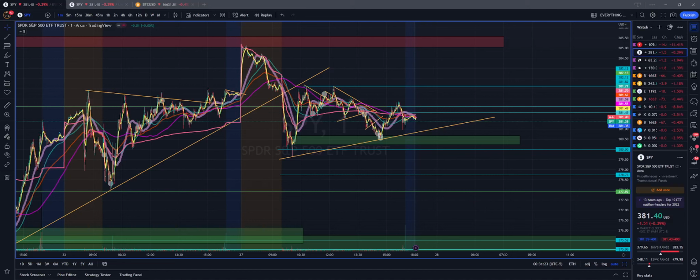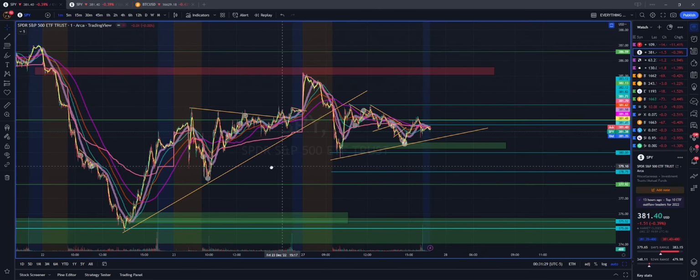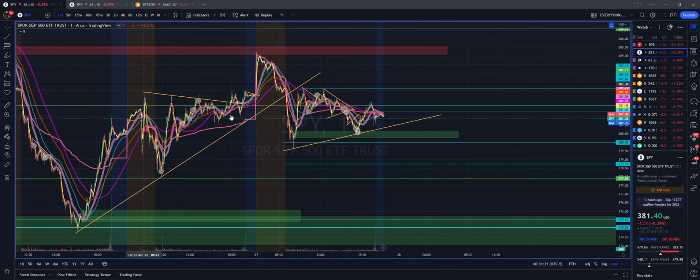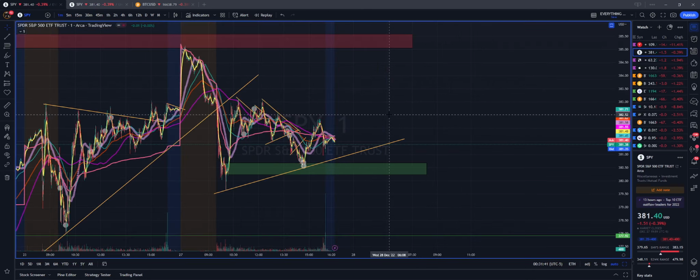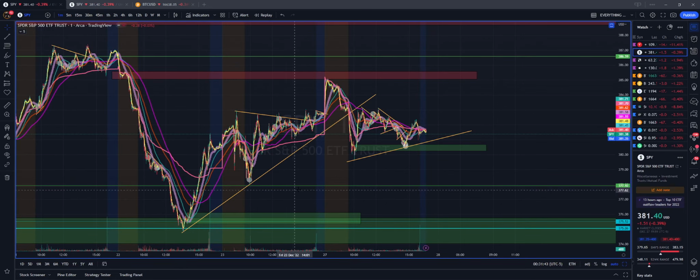Okay, guys, I'm gonna give you a game plan for tomorrow, right? So there's so many lines over here, right? So this line right here is the important key level that we're gonna be looking up to. So the first one is right here, right?